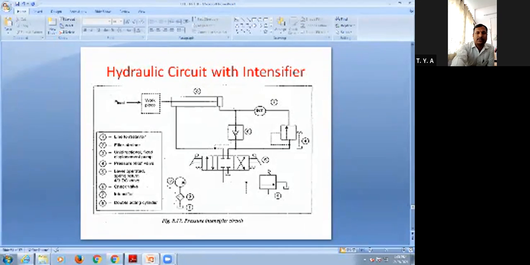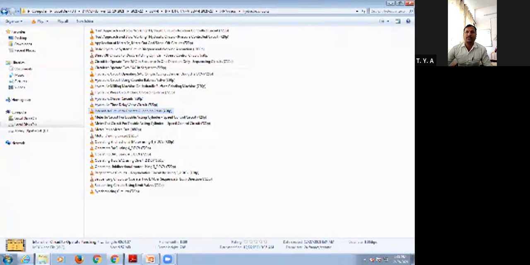So these are the different circuits as per the syllabus. These are all the circuits we have covered. Now I will show some small videos. One I will show is the intensifier circuit to operate this punching machine.